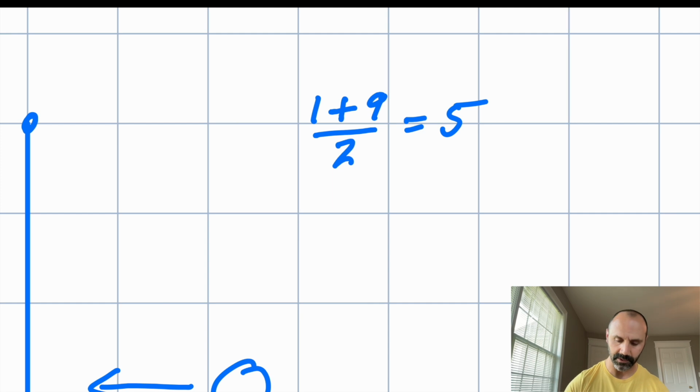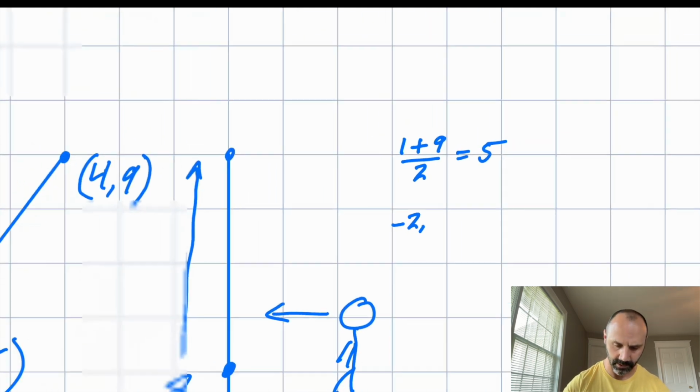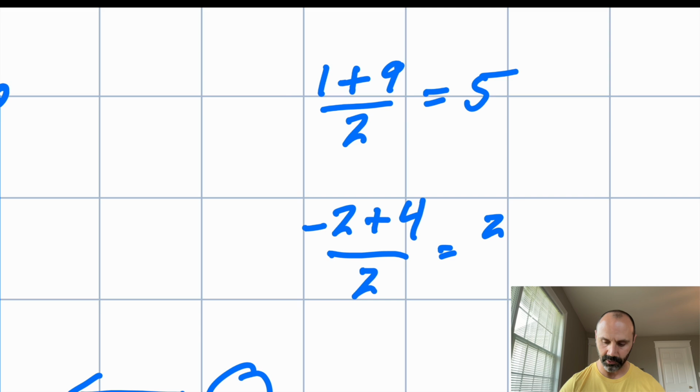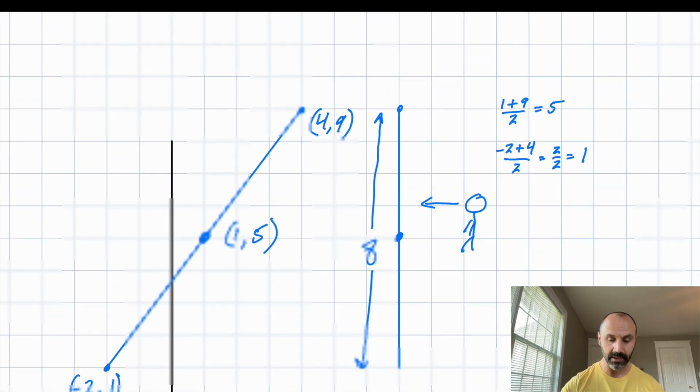Let's take a look and see. They were -2 and 4. So -2, 4. Sorry, not comma. I want to add these. So -2 plus 4 over 2. All right, so -2 plus 4 is just 2. So 2 over 2, and that gives me 1. So that's the horizontal coordinate of 1, and that's what I found.